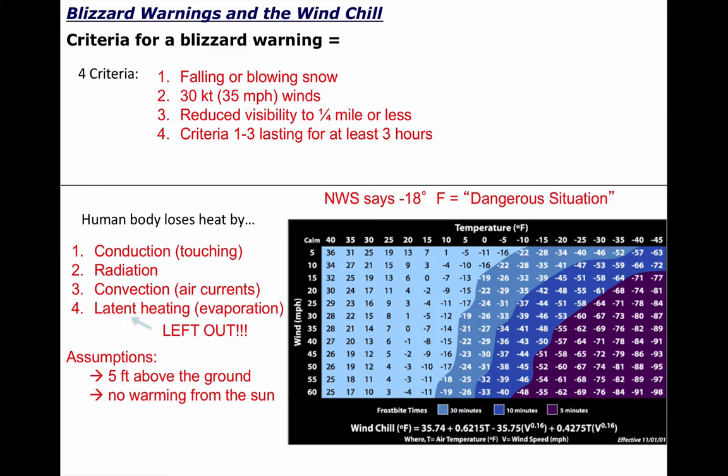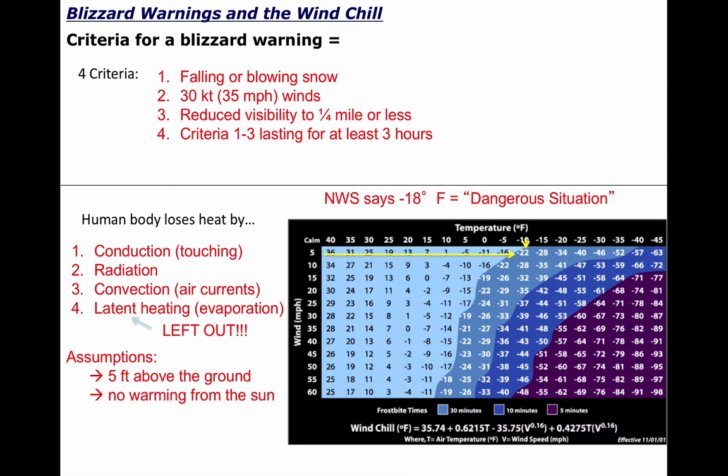Ignoring evaporation, we've come up with an equation, it's down there at the bottom of that chart, that gives us something called the wind chill. Now, what is the wind chill? Well, the wind chill is found by matching a temperature to a wind speed. Let's imagine, like I've shown you here, that the temperature outside is minus 10, with a wind speed of 5 miles an hour. The wind chill temperature is minus 22. Now, what does that mean? Well, that means that your skin will cool at the same rate as if it was minus 22 degrees and no wind.